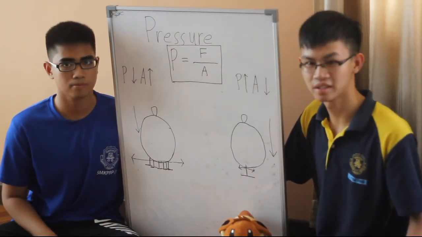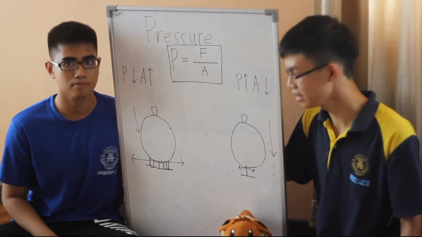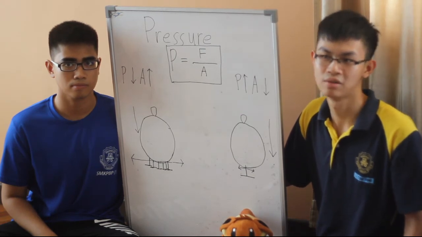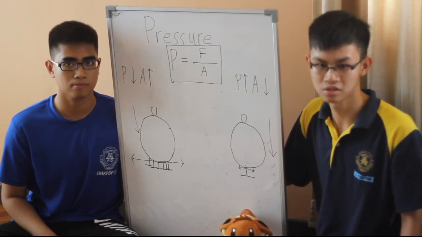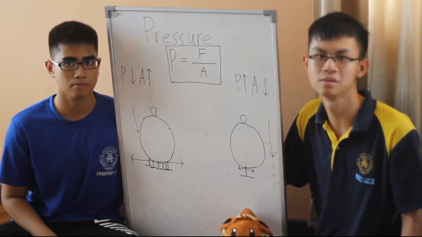So, when the area increases, the pressure decreases. Why did my balloon burst? It's because I used only one thumbtack for a smaller surface area. So the pressure acting on the balloon is high, and the balloon will eventually burst.